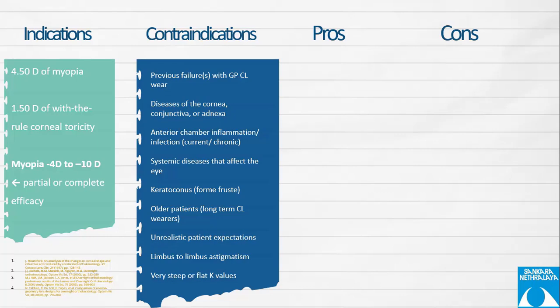conjunctiva, or the adnexa, anterior chamber inflammation, systemic diseases that affect the eye, for example, diabetes, and any form of keratoconus, including the form fruste.